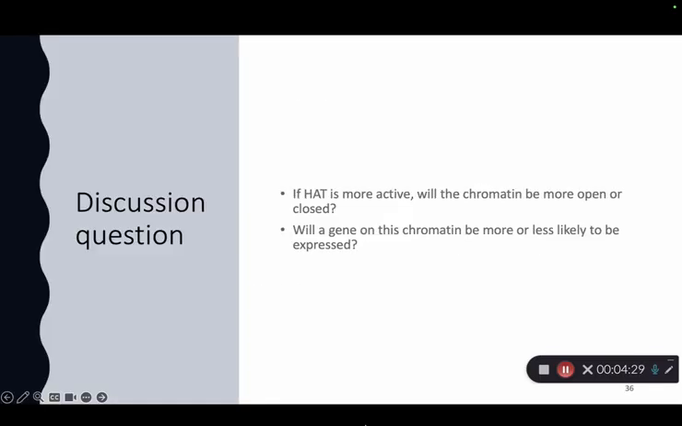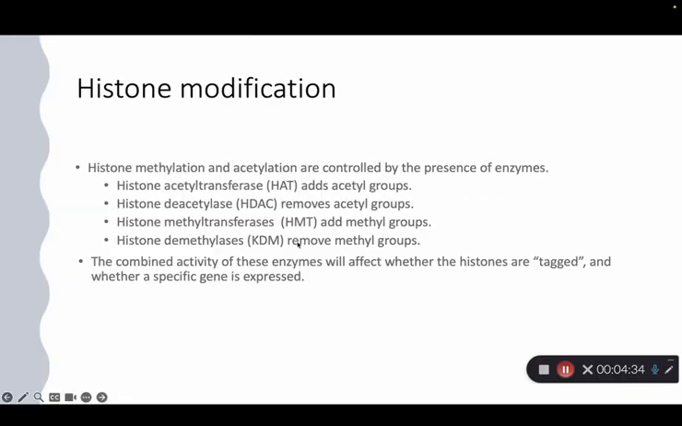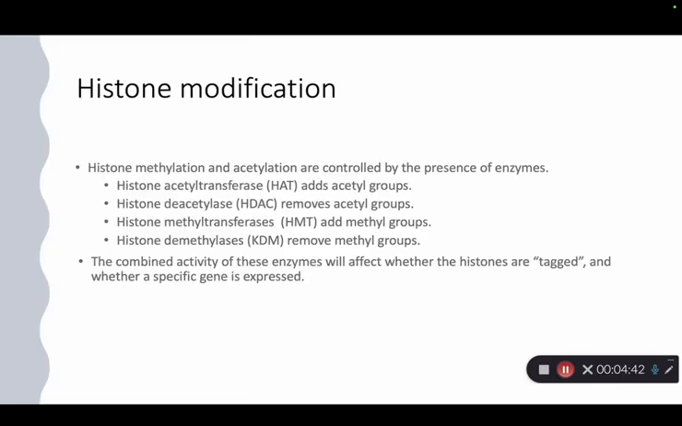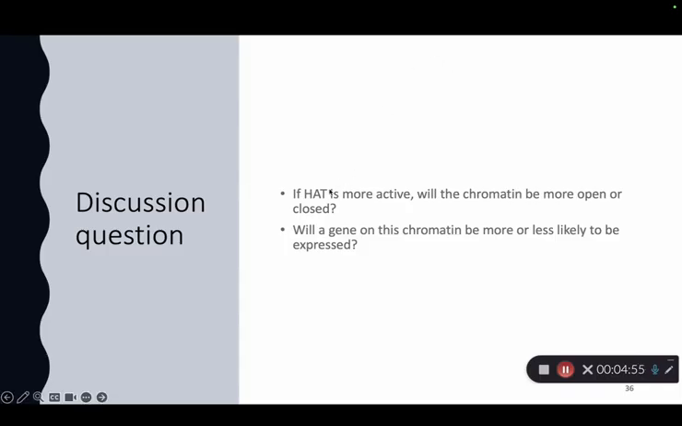Consider this discussion question then. If histone acetyltransferase is more active, will the chromatin be more open or closed? Let's see. Histone acetyltransferase adds acetyl groups. We learned that acetyl groups generally promote a more relaxed, transcriptionally active state. So if we have more enzymes adding acetyl groups, the chromatin will be more open or relaxed. Then, therefore, will a gene on this chromatin be more or less likely to be expressed? It will be more likely to be expressed.